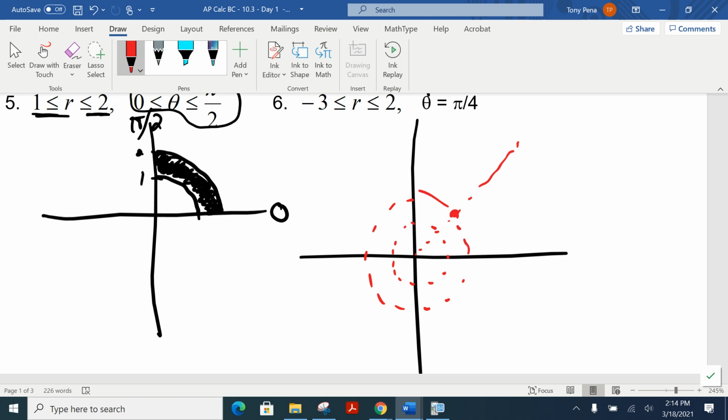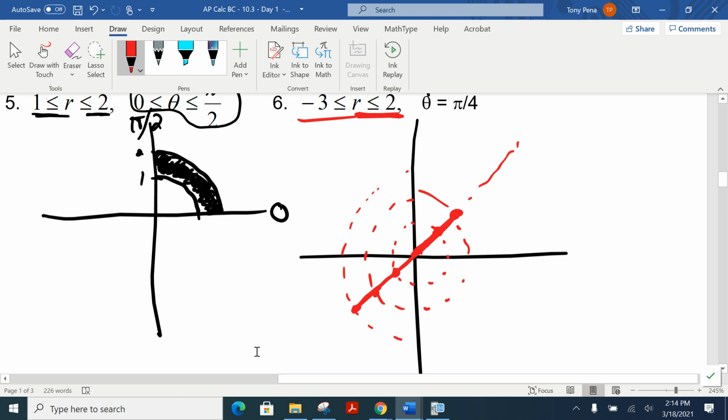So we're going to go to a positive 2. We're going to go to a positive 1. We're going to do all the ones in between because of this part, every positive radius up to 2. And then we want every negative radius to the negative 3. So if I give a third circle here, -1, -2, -3, everything in between, we get a nice line segment in there. All right.